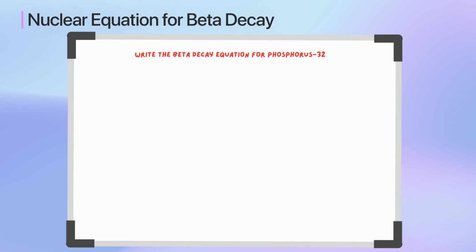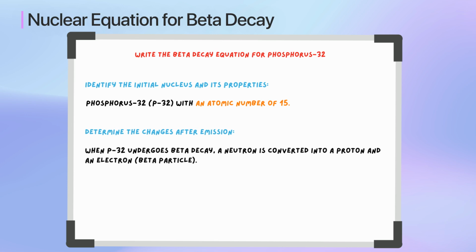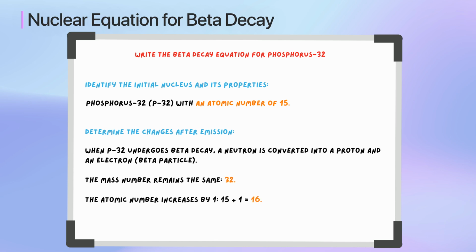Let's apply what we've learned to a few specific problems to consolidate our new knowledge. For our first problem, we need to write the beta decay equation for phosphorus-32. We start by identifying the initial nucleus and its properties, which is phosphorus-32 with an atomic number of 15. Then, we determine the changes after emission. When phosphorus undergoes beta decay, a neutron is converted into a proton and an electron, the beta particle. The mass number will remain the same at 32, but the atomic number increases by 1. So, 15 plus 1 equals 16.